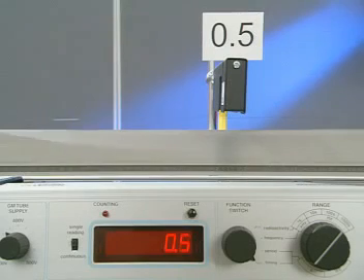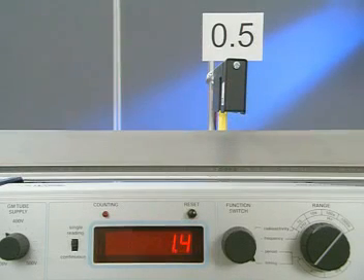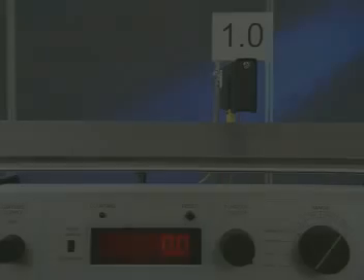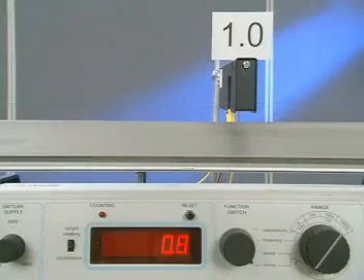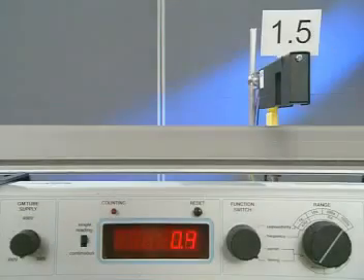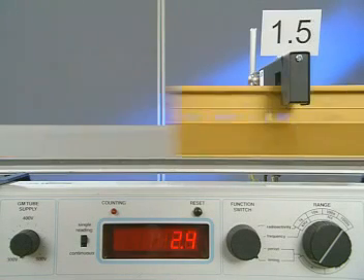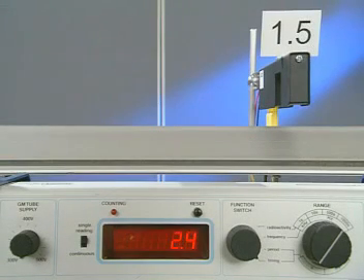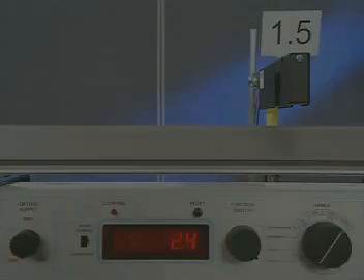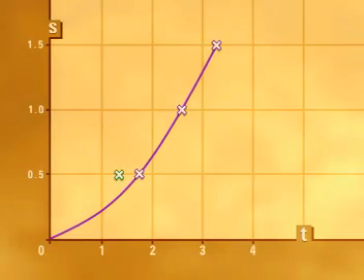To travel half a metre, it took 1.4 seconds. To travel 1 metre, it took 2 seconds. And to travel 1.5 metres, it took 2.4 seconds. Increasing the force decreases the time taken to travel each half metre. The curve is steeper.